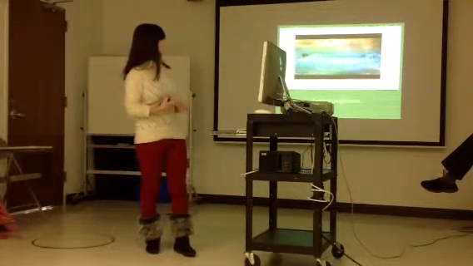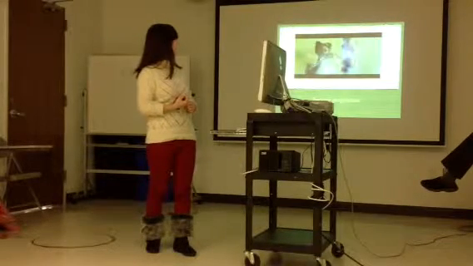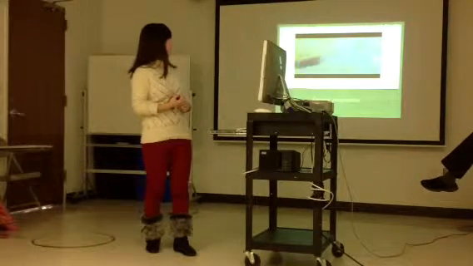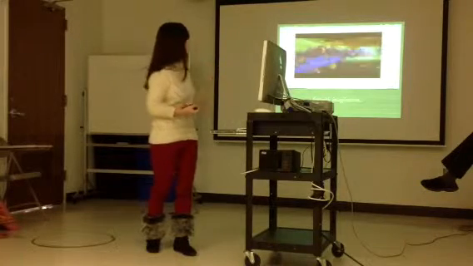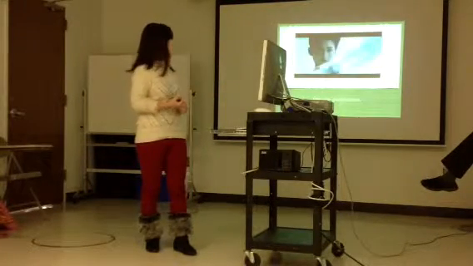This is the sword. This sword is female. Another one is male.